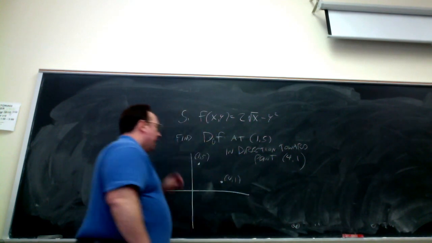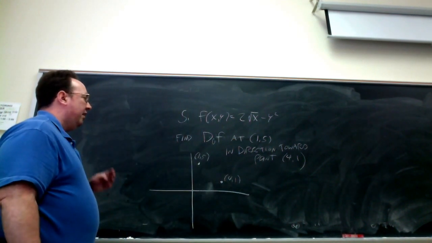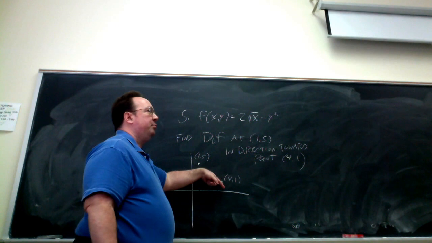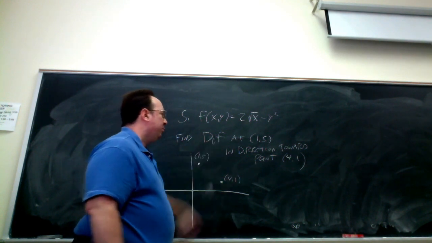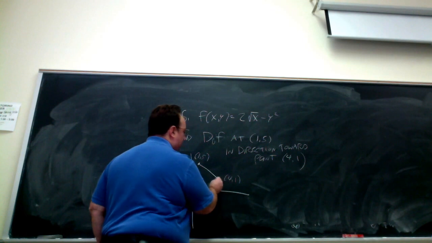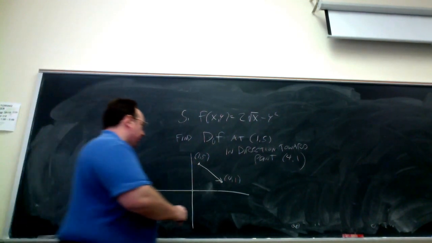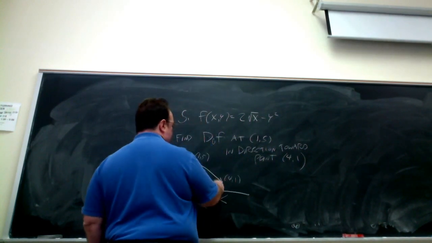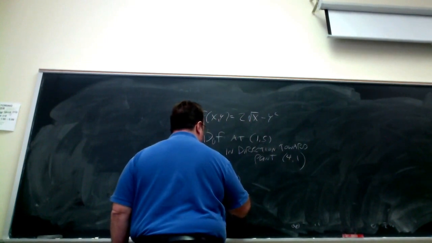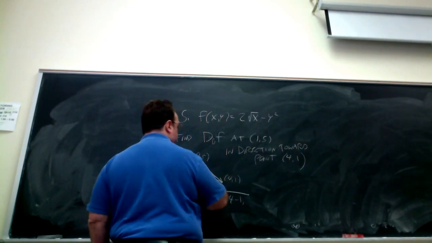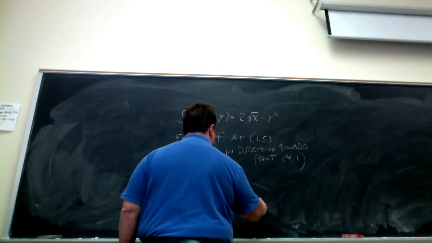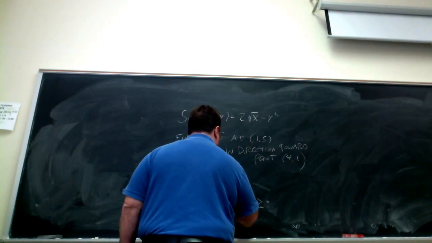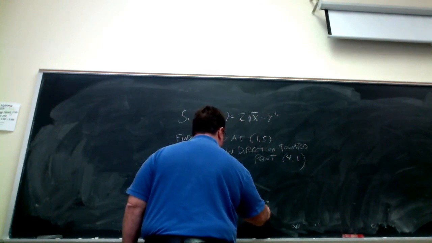The idea is, in what direction, at what rate is the function changing if you're at this point and you're traveling towards this point? That's what I meant by in the direction toward the point 4, 1. It's really this vector that you want. So u is going to be the vector obtained by subtracting this from this: 4 minus 1, subtracting the x-coordinates, and then 1 minus 5, subtracting the y-coordinates, over its magnitude, because it has to be a unit vector.